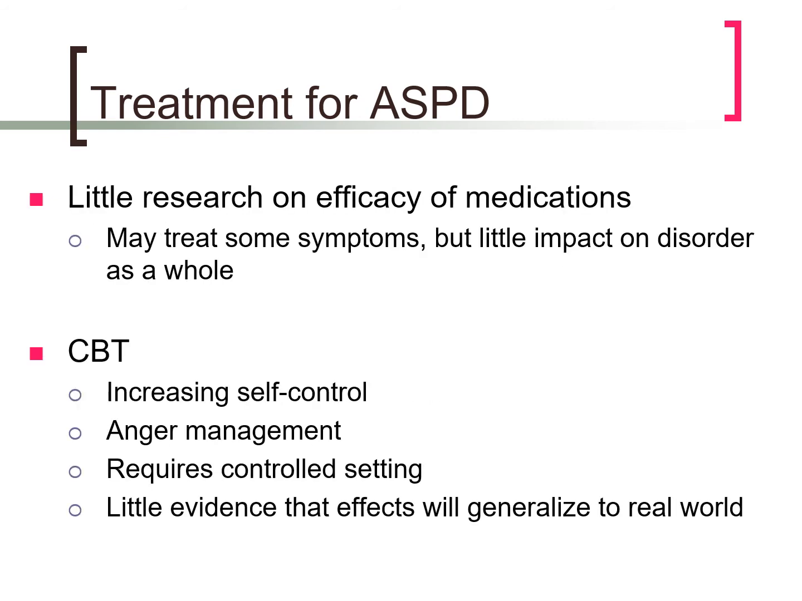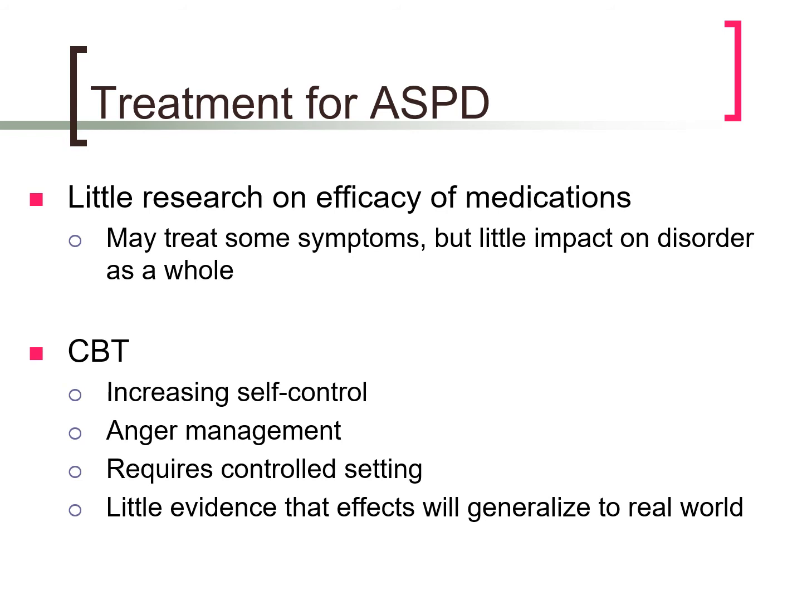Even though treatment has not been shown to be very effective, there are still attempts made to try to improve their symptoms and behavior. There has been little research conducted on whether or not medications are effective for antisocial personality disorder, but it seems as though they may improve a few of the individual symptoms, like irritability or aggression, but not the disorder as a whole.